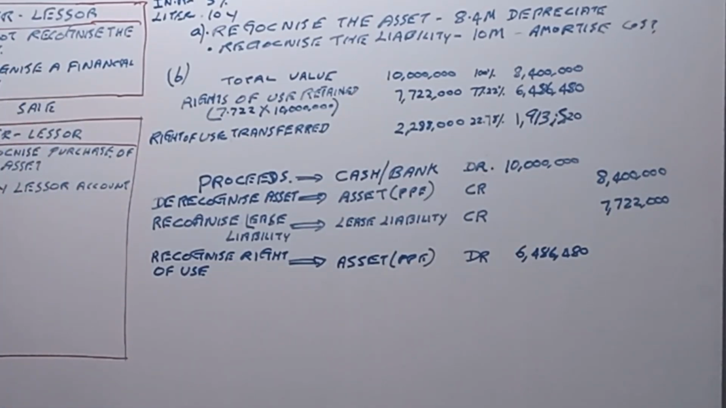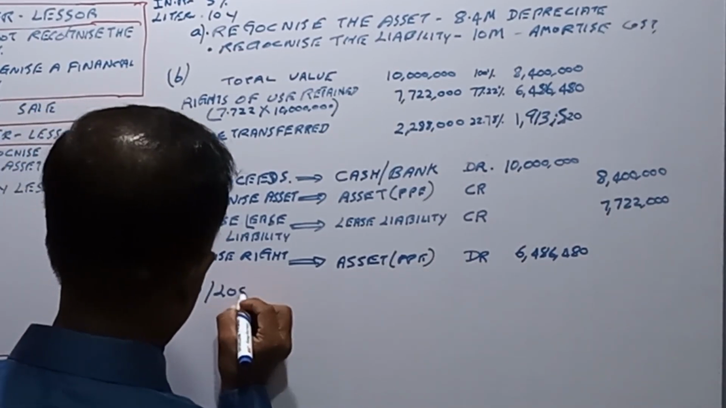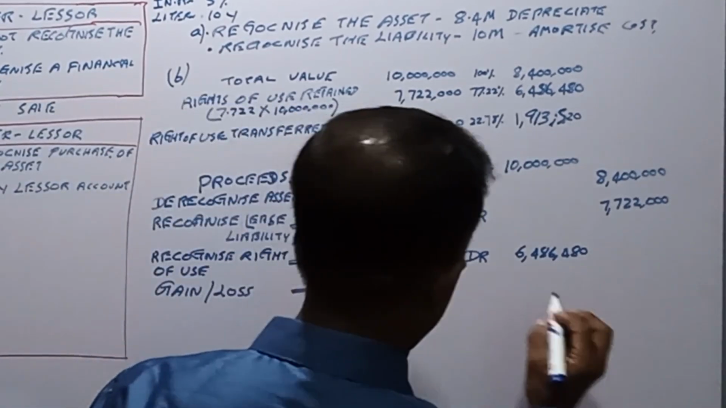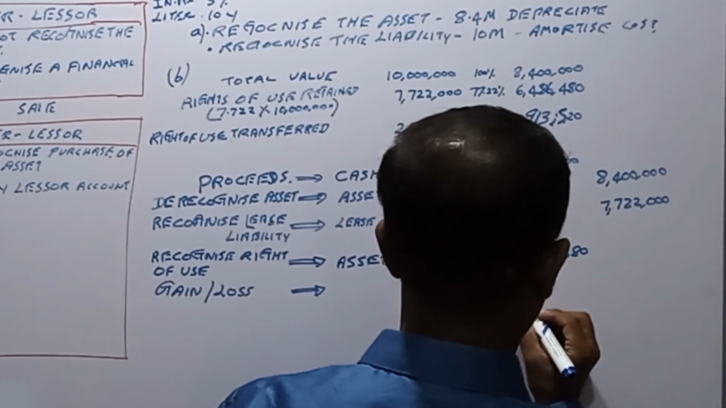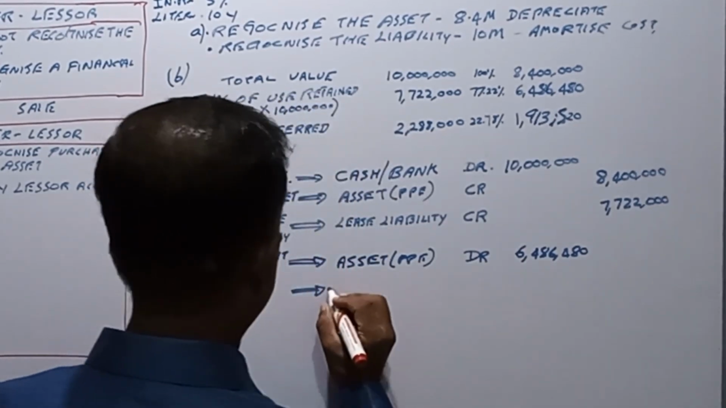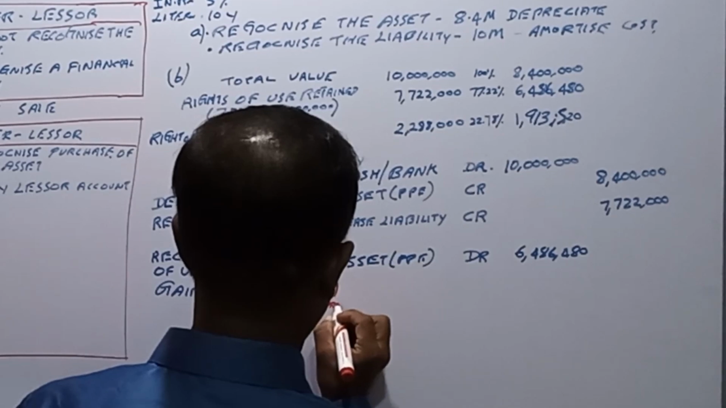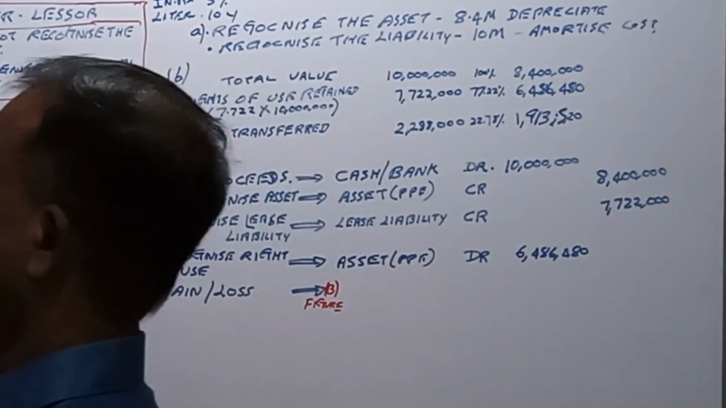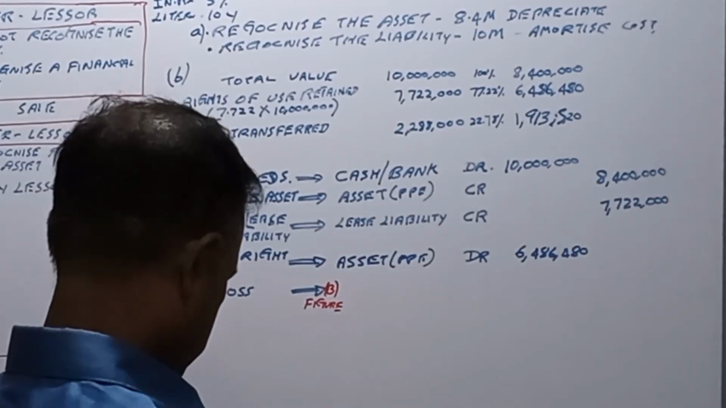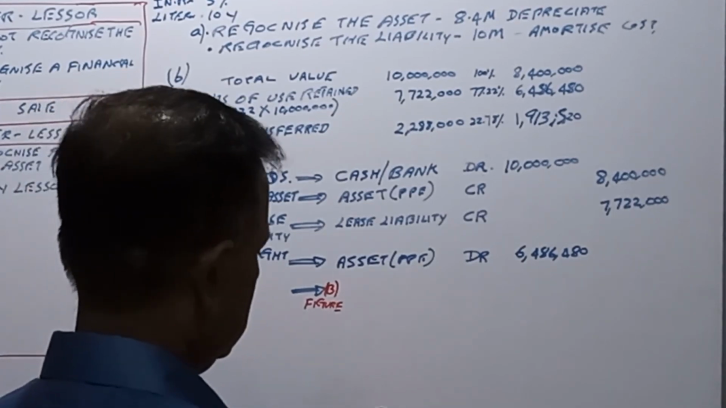And finally, gain or loss. We will see which side is more. This is the balancing figure.